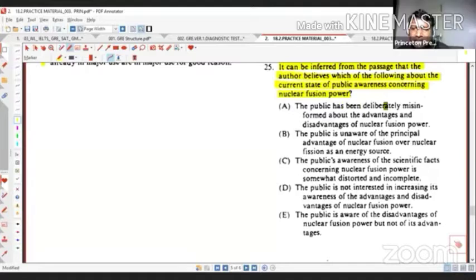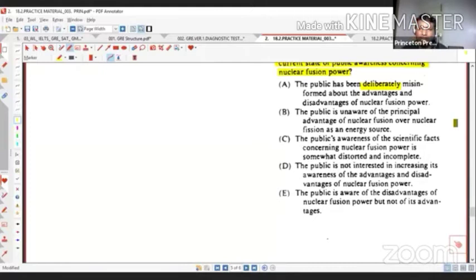The public has been deliberately misinformed about the, is it deliberately? No, deliberately, nothing. The public is unaware, unaware means they don't know, of the principal advantage of nuclear fusion over nuclear fission as a, are we talking about advantage, disadvantage? No, we haven't read that. I don't think this is also correct. The public's awareness of scientific facts concerning nuclear fusion is somewhat distorted and incomplete. It could be. They're talking about fusion, there's some problem with that. What people believe may not be. It could be.